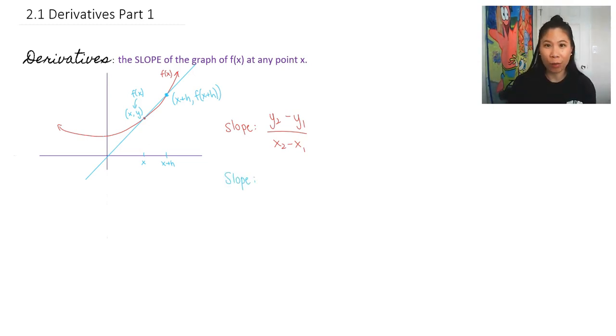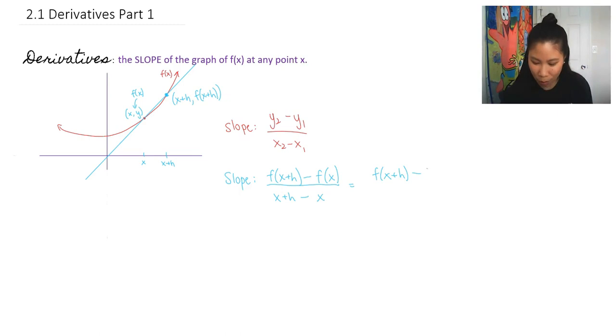So now if we use the slope formula, our slope formula would look like this. With my second point as x plus h, f of x plus h, the y2 would be f of x plus h, minus the y value of my first point, which was f of x, or y, divided by x plus h, because that was my x2. x1 was just x. Okay, so this might start looking familiar to you because of that top part, f of x plus h minus f of x. I can simplify the bottom because x plus h minus x is just h.